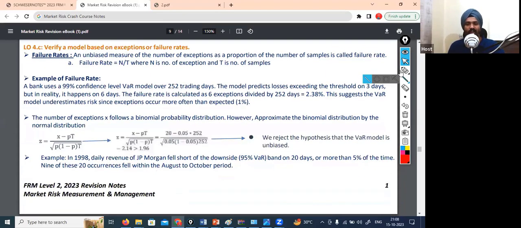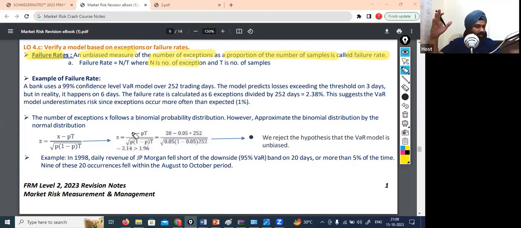Let's talk about failure rates now. A failure rate is an unbiased measure of the number of exceptions as a proportion of the number of samples. It's a very simple thing. You look at the number of exceptions within, let's say, 12 months, and divide it by the number of data samples that you have, the time. N divided by T. Simple. And you get a failure rate.